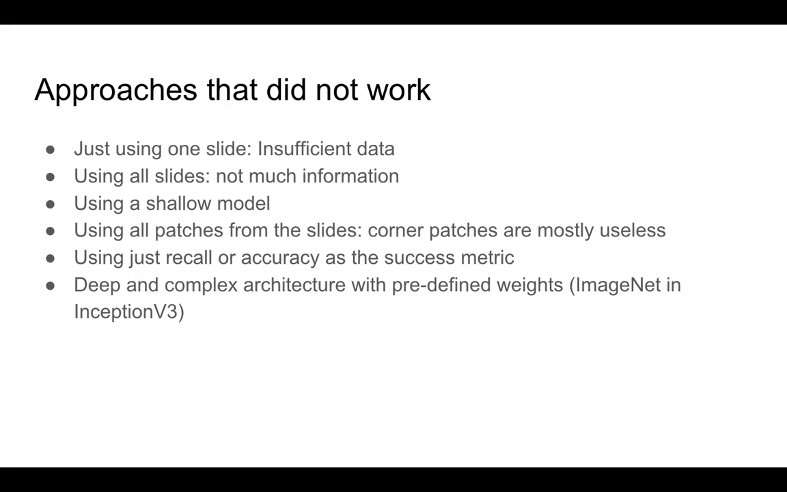Then, using a shallow model. Using a model with 2 or 3 convolutional layers was not able to detect the subtle differences between the tumor and non-tumor regions, and as a result, my F1 score was as low as 10%.